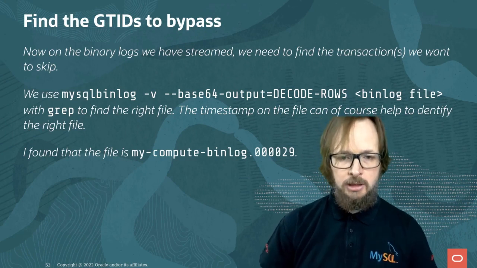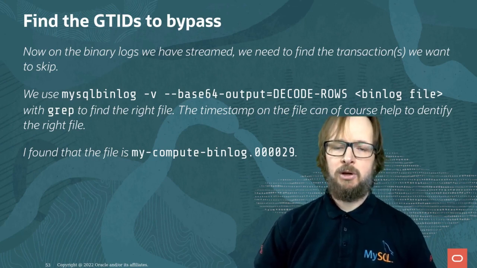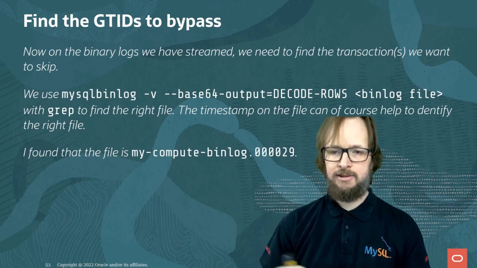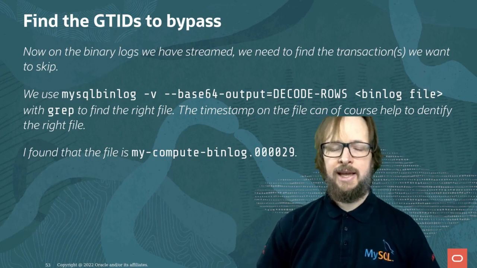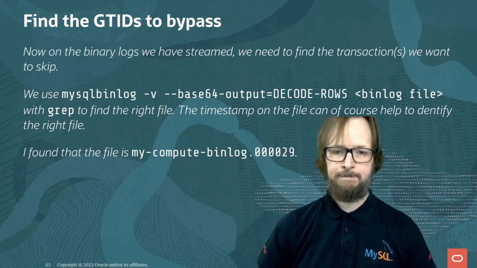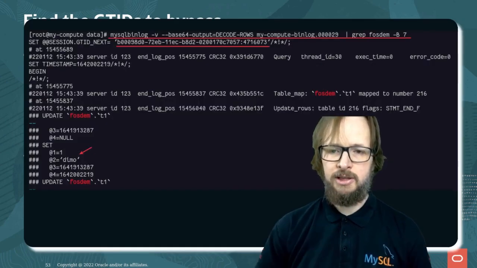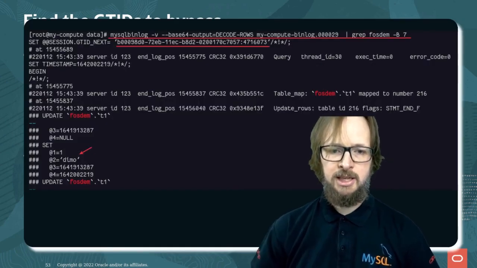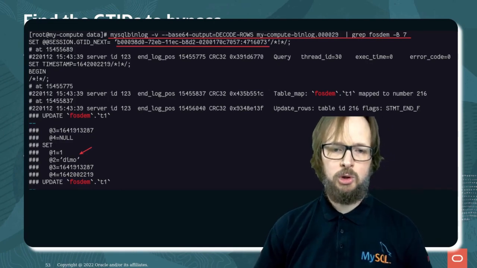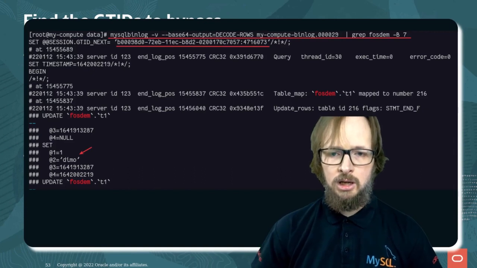So we're going to use the mysqlbinlog command, -v, --base64-output=decode-rows, and the binlog files, using grep to find where it comes from. And we find that this comes in the mysql-compute-binlog.000029. So we can check it here, grep FOSDEM, because it's the only one I typed in FOSDEM, and we can see we did update demo, no where clause, nothing. This is exactly what we did wrong.